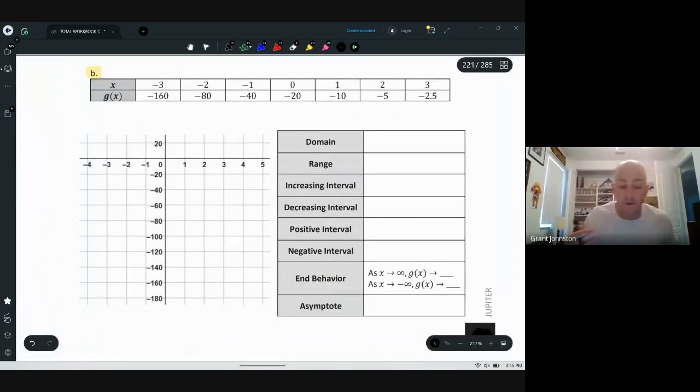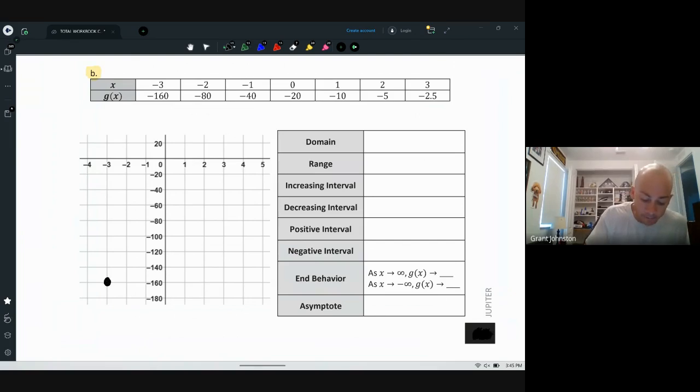Okay. So let's just graph it here. -3, -160 would be here. -2, -80 here. -1, -40 here. 0, -20 here. 1, -10 here. And then 2, -5 here. Okay, so try to connect these.